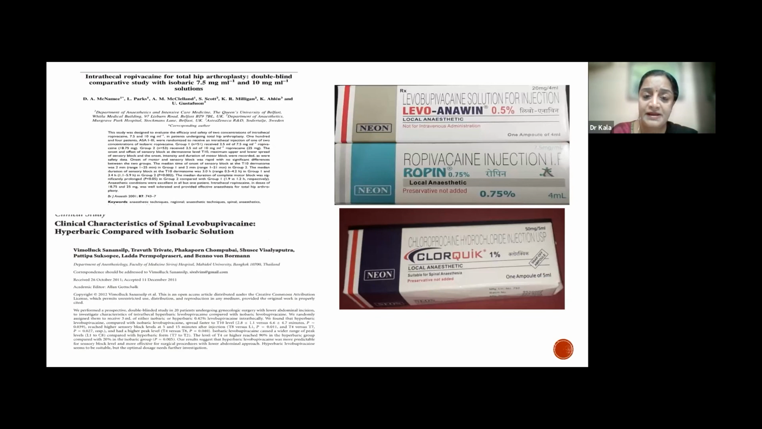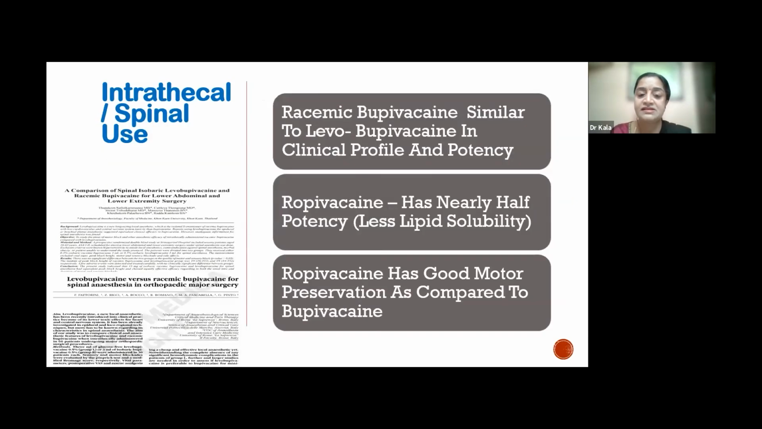Intrathecal or spinal use of racemic bupivacaine is similar to levobupivacaine in clinical profile and potency. The ropivacaine has nearly half the potency, that is, less lipid solubility. Therefore, it gives less motor blockade and good sensory block. So it can be used for surface anesthesia like breast, hernias, and all very well. And you get very early mobilization and early discharge.